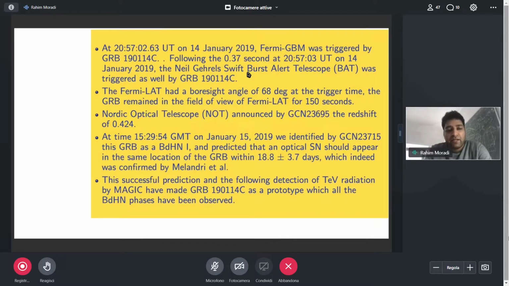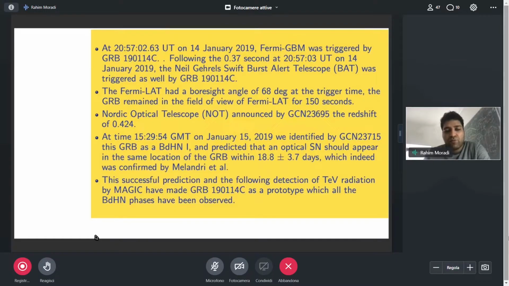And after the redshift determination, without which studying an astrophysical object is almost impossible, and that's why redshift estimation, either by human or by deep learning, is very important. After knowing the redshift, we calculate the energy. We noticed that it's a binary-driven hypernova, and in our model, it was associated with a supernova explosion. So we predicted that the supernova explosion that made this GRB must appear in the optical band around 18 days, which indeed was confirmed by Melandri et al. And the peak of the optical supernova was also observed by this group.